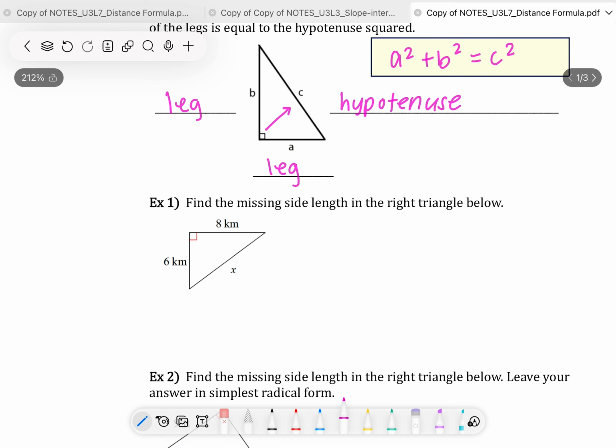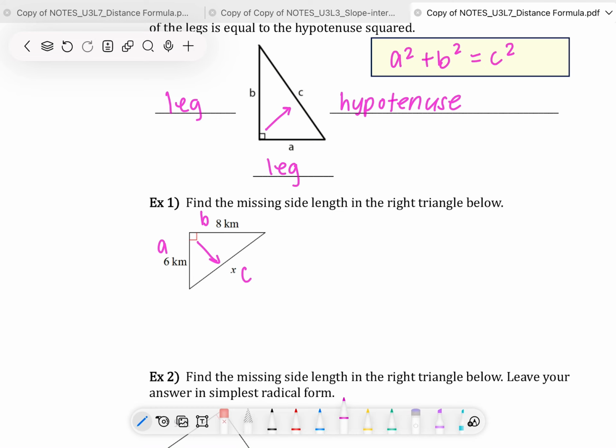below. So it's a right triangle. So first of all, let's label what A and B are and what C is. A and B are either of the two legs. It doesn't matter the order. And then C is the hypotenuse. I'll actually label C first. So across from our right angle is C. So X is C. So the unknown is C. And then A and B are the other two. I'll just put A is 6 and B is 8. Of course, they're kilometers. So our units for kilometers will be in the answer as well.